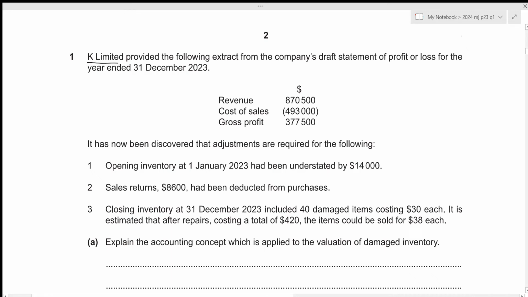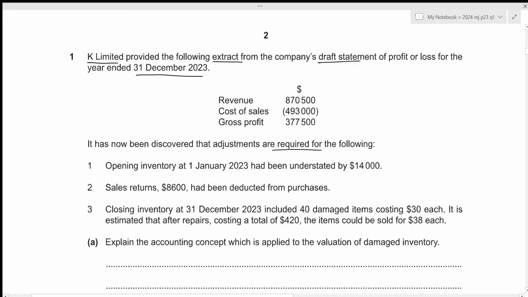K Limited provided the following extract from the company's draft statement of profit or loss for the year ended 31st December 2023. We have been given the revenue, the cost of sales, and the gross profit. It has now been discovered that adjustments are required for the following.